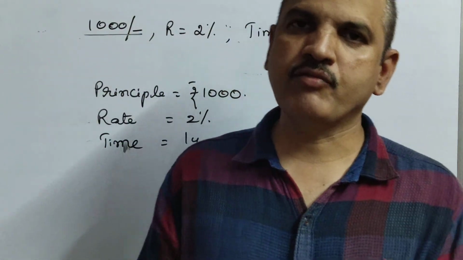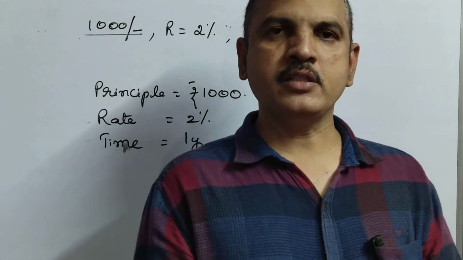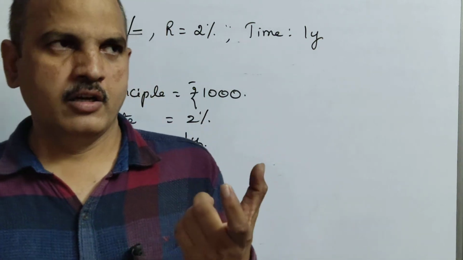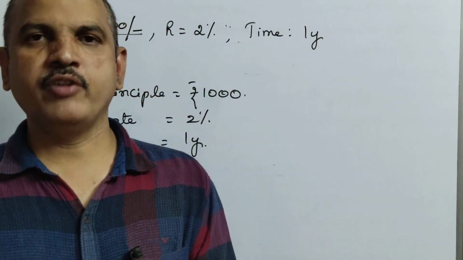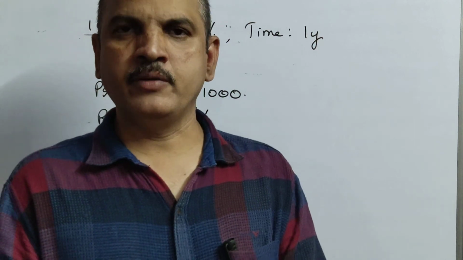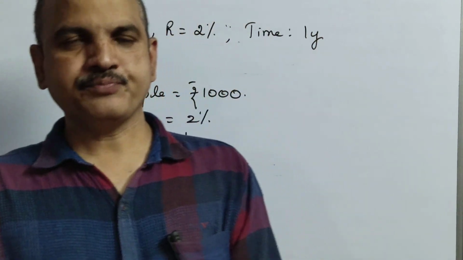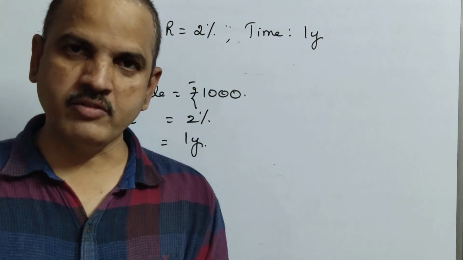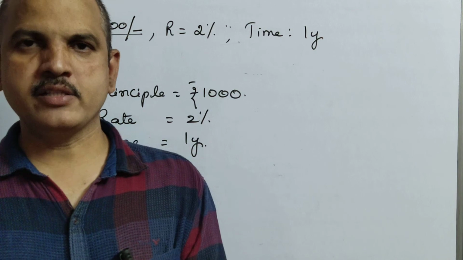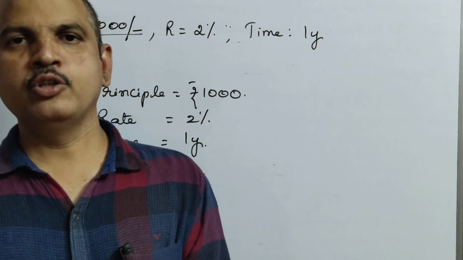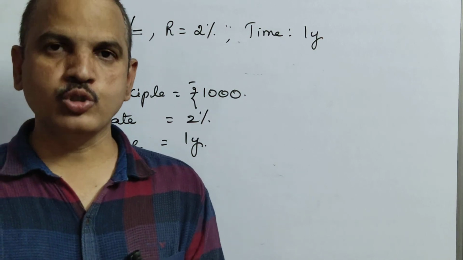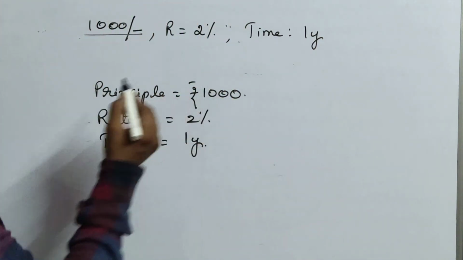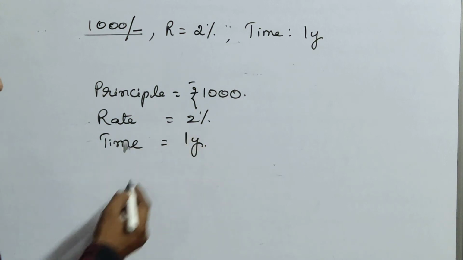If the time is given in months, you have to convert it into years. Even if they give it in days, like 180 days, you always have to convert the time into years only. If any sum like that comes, I will tell you how to convert days into years and months into years. Even if you did not get those terms, I will tell you how to convert. Okay, now see here: principal 1000 rupees, rate of interest 2%, time 1 year.